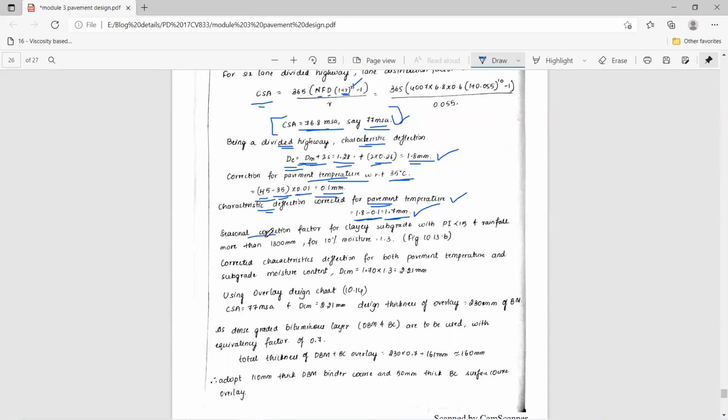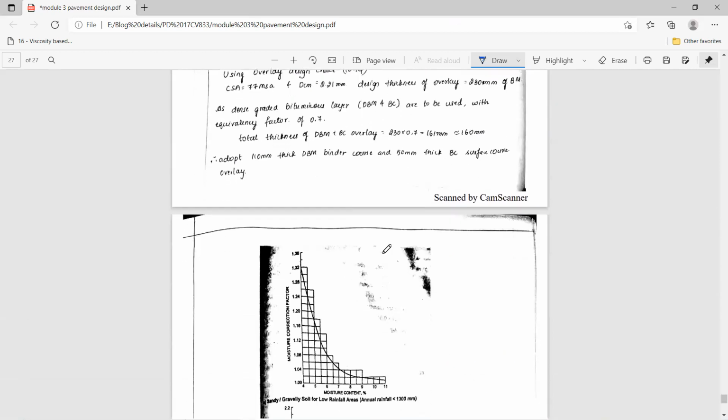Now, the seasonal correction factor for clay subgrade, for plasticity index less than 15 and rainfall more than 1300 mm, and for moisture content 10%, you need to take it from the graph. Let us see the graph.